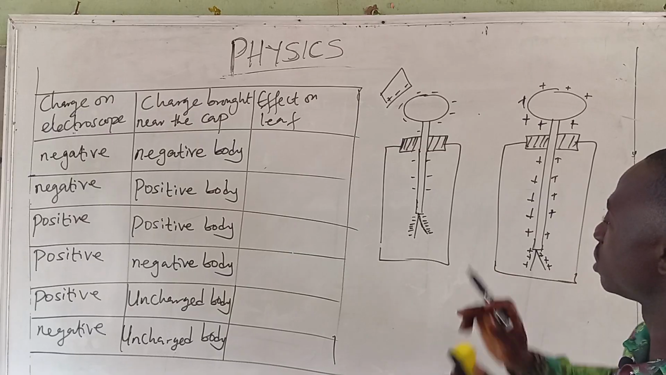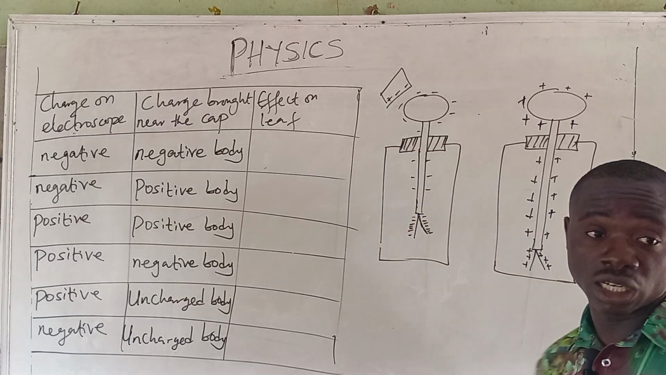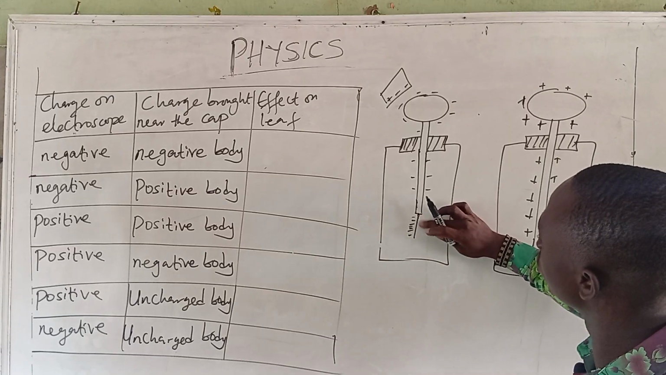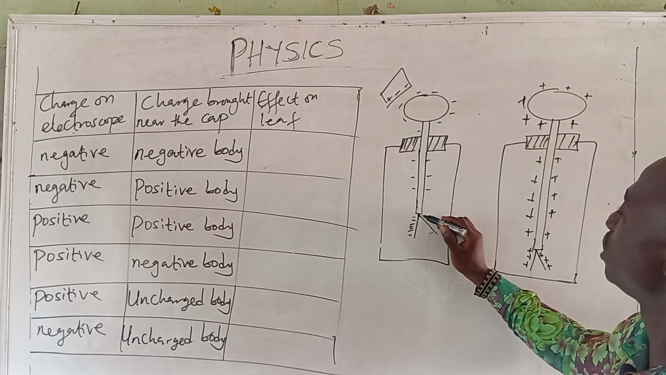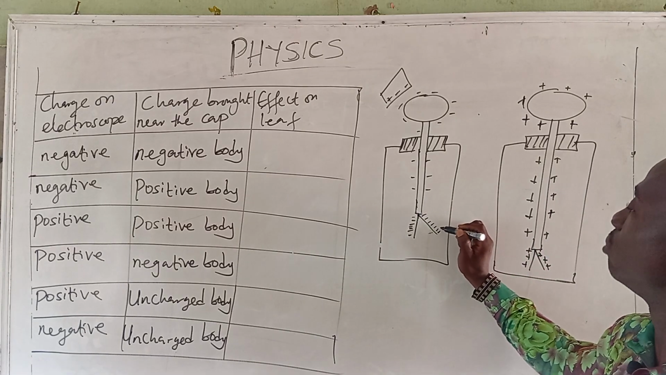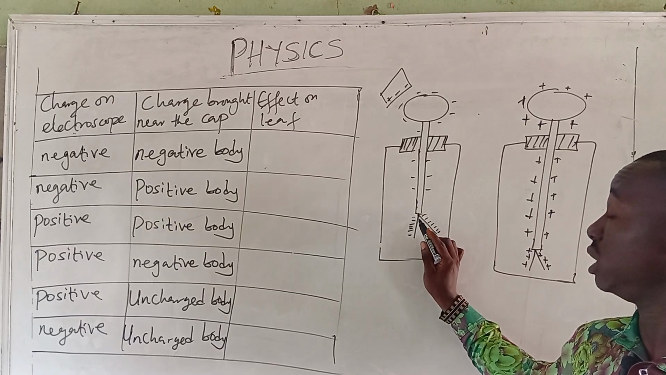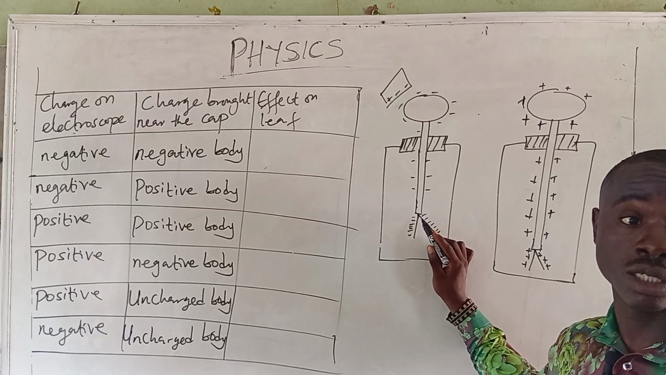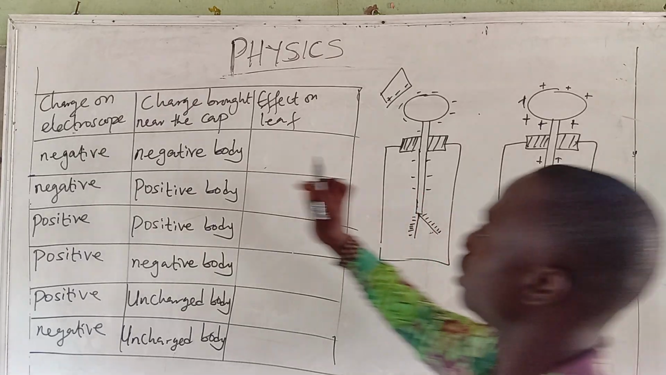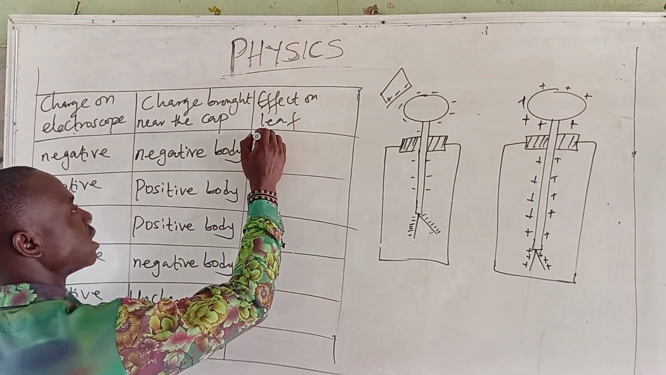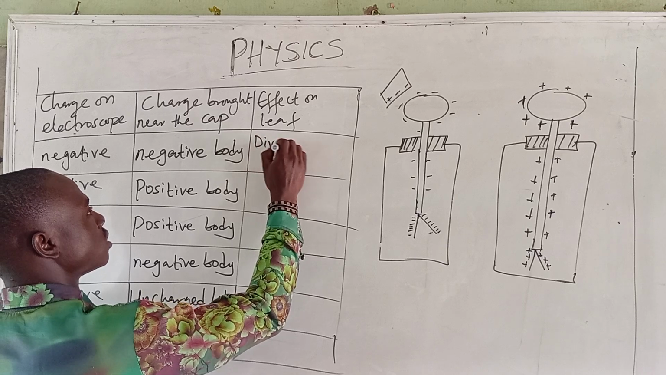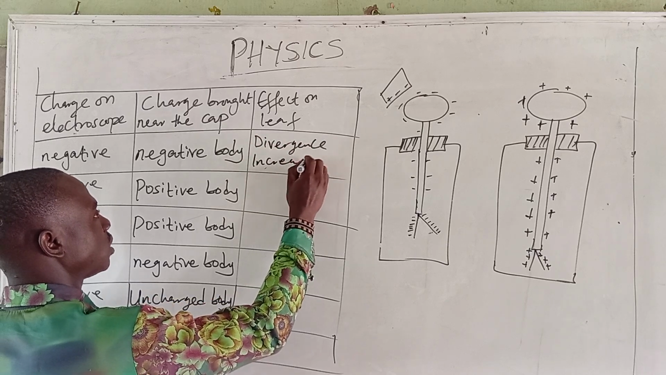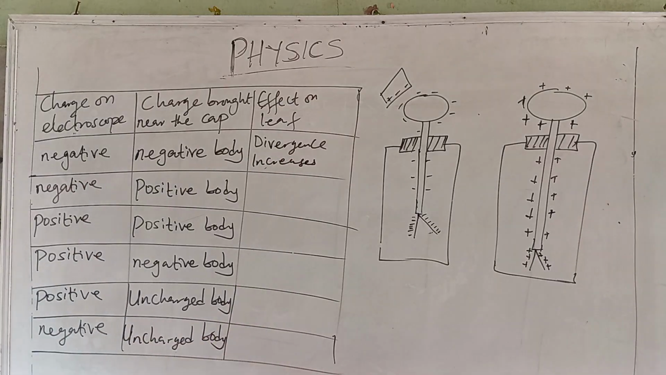Okay? Then what happens? Because we now have an increase in the negative charges, the leaf will what? It will diverge the more, as a result of more repulsion between the metal plate and what? The leaf. So for negative, we have that divergence increases. Divergence increases. Okay?